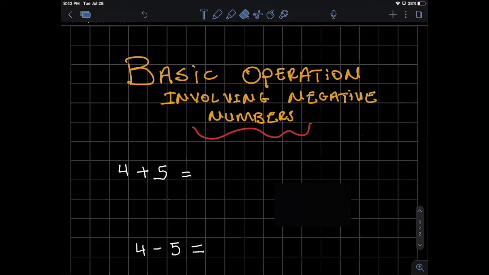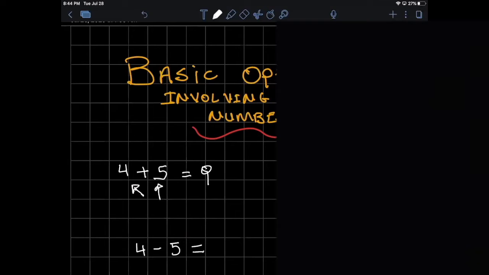In this video, I'll show you how to add and subtract negative numbers. But before, let's refresh our mind with these problems. When we are asked what 4 plus 5 is, we say it's 9. This is probably easy because we can easily visualize adding 5 coins to the 4 coins that we had.